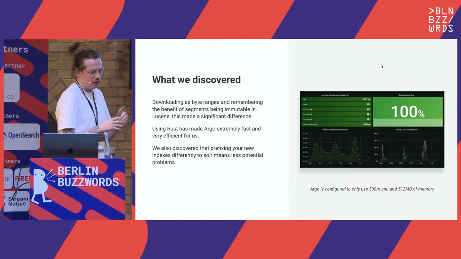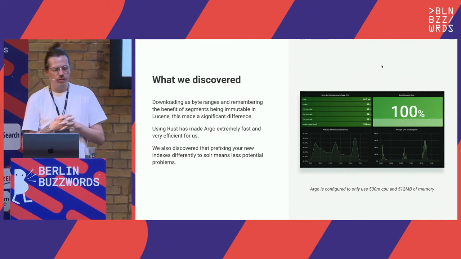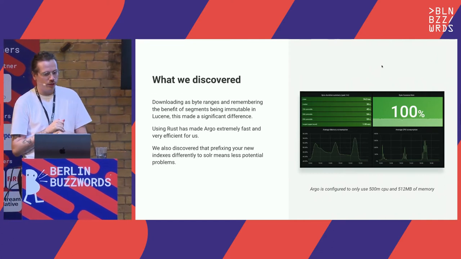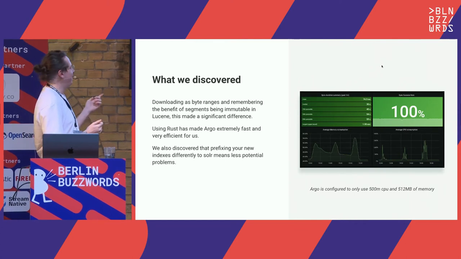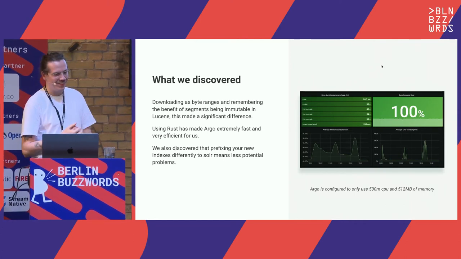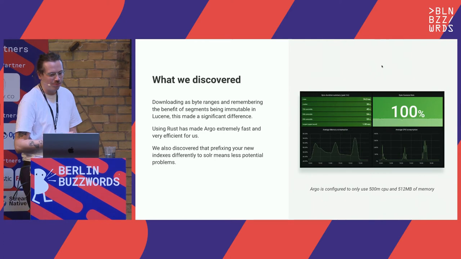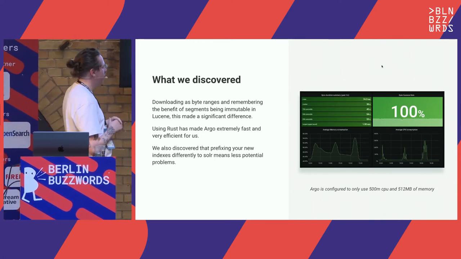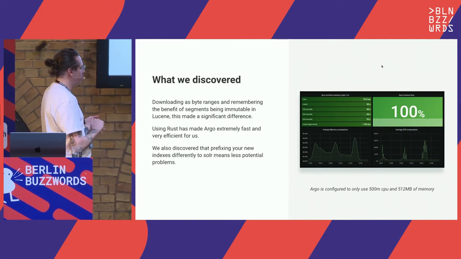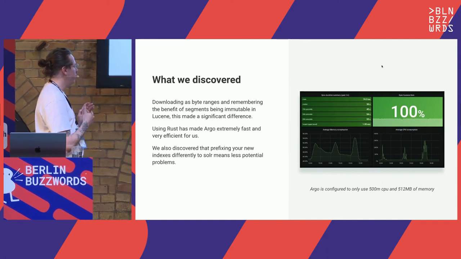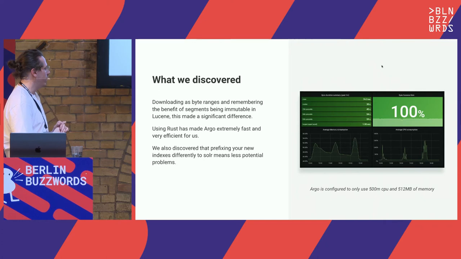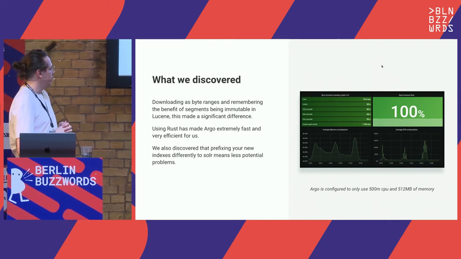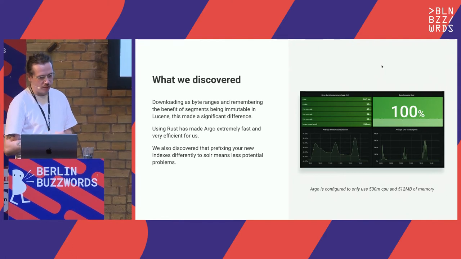Originally, we were just downloading files as is, and it wasn't that great, so we changed this to use byte ranges, and we used the immutability of the files to our advantage. But it's been really efficient and fast for us. I don't know if you can see it on the slides, but it barely scrapes any CPU and only just peaks over 50% of the memory it's been allocated, which isn't even that much. It downloads quite quickly and keeps our indexes up to date nicely.